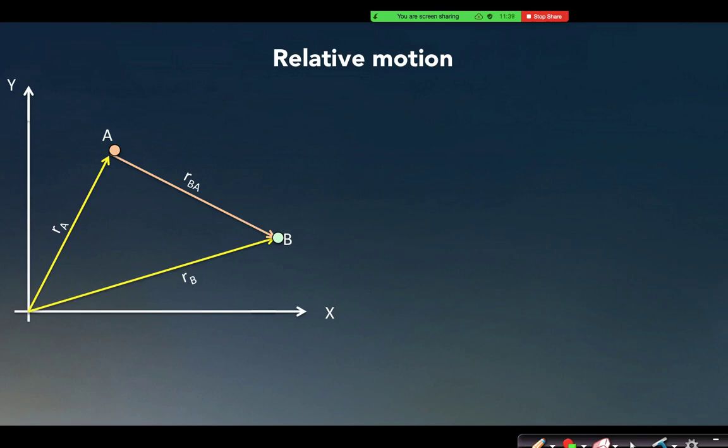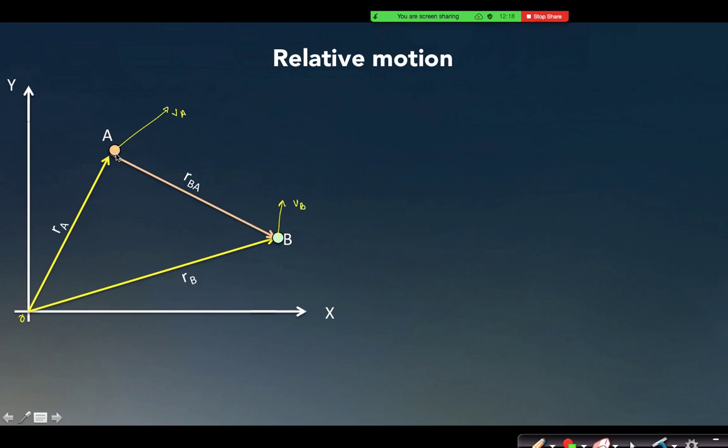To understand the relative motion, let us assume that this is the xy plane and two particles are situated at two different position vectors. The observer is at origin. With respect to the observer, A and B are the two particles, and at this instant, suppose at t equal to 0, the position vectors are RA and RB. Their velocities may be different. Suppose A is moving with some velocity VA and B is moving with some velocity VB.